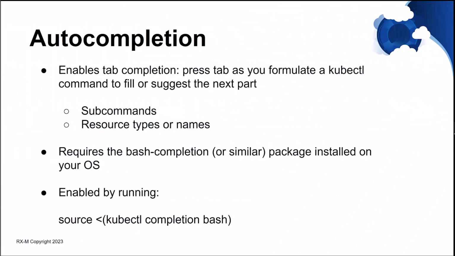Autocompletion enables tab completion. It allows me to press tab as I formulate a kubectl command, which fills in the next possible result or suggests them. You set this up by ensuring you have bash completion installed on your machine, and you can check this by running the following command in your terminal. Do type init completion. And it looks like I don't have that installed, so I will need to use my package manager to install bash completion and then source it so that it's enabled inside my shell session. So I'll do that real quick right now.